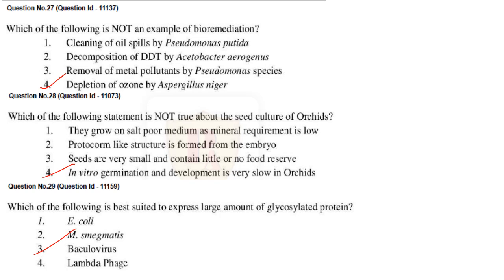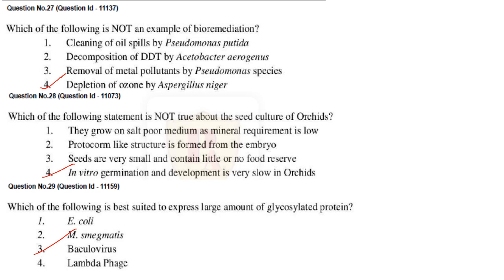Then next one. Which of the following statements is not true about the seed culture of orchids? They grow on poor salt medium as mineral requirement is low. Protocorm-like structure is formed from the embryo. That is also correct. 1 is correct, 2 is correct.